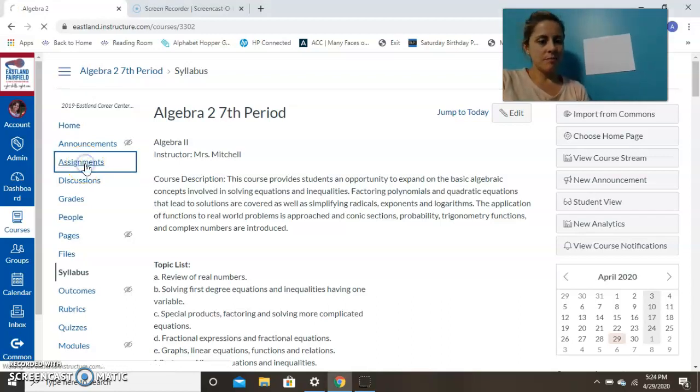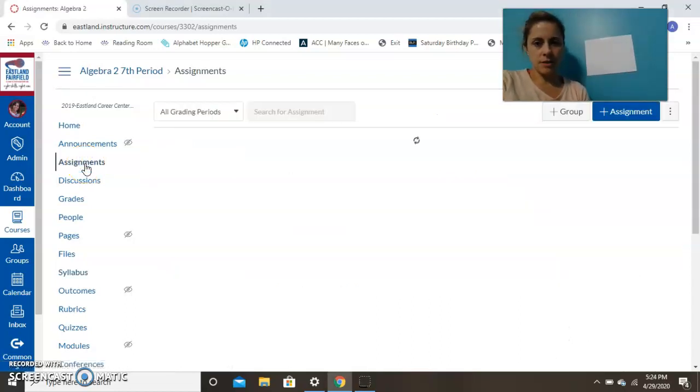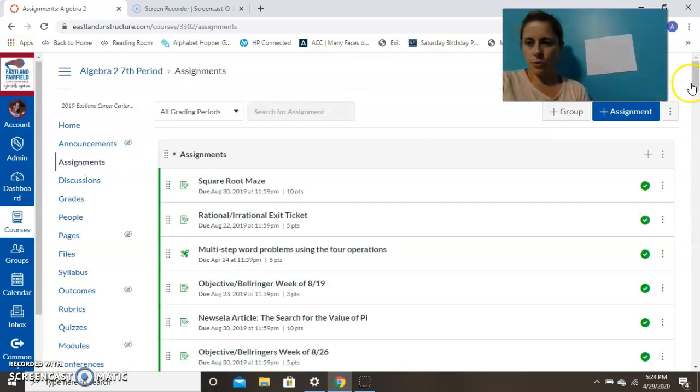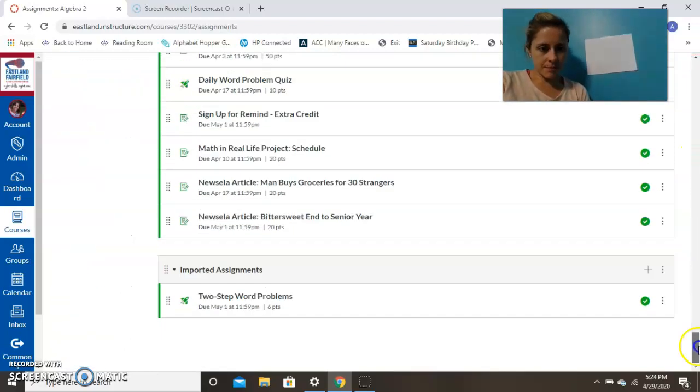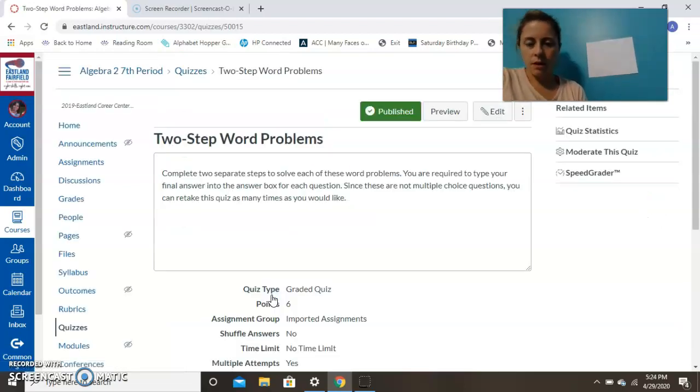Hey guys, I wanted to take a minute today to get you started on your word problem assignment for this week. This week's is the two-step word problems. I'm going to walk you through this here, get you started on each of them.